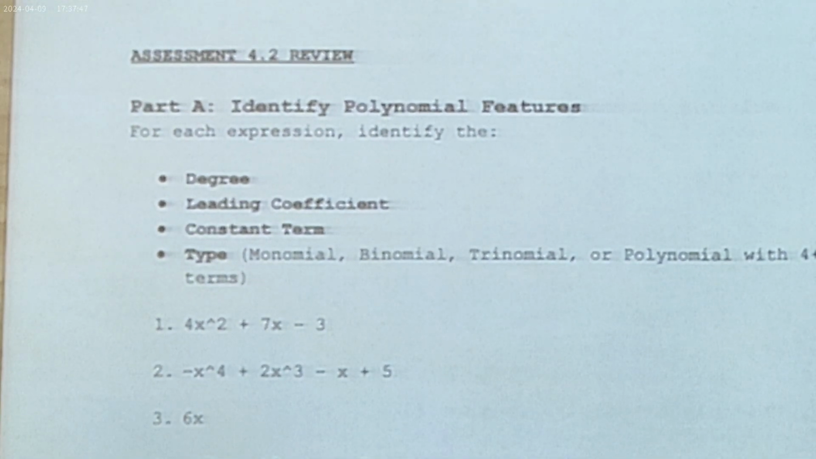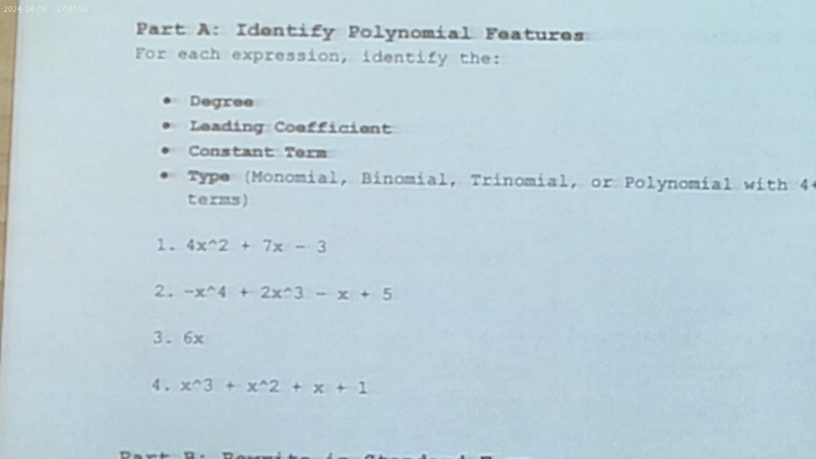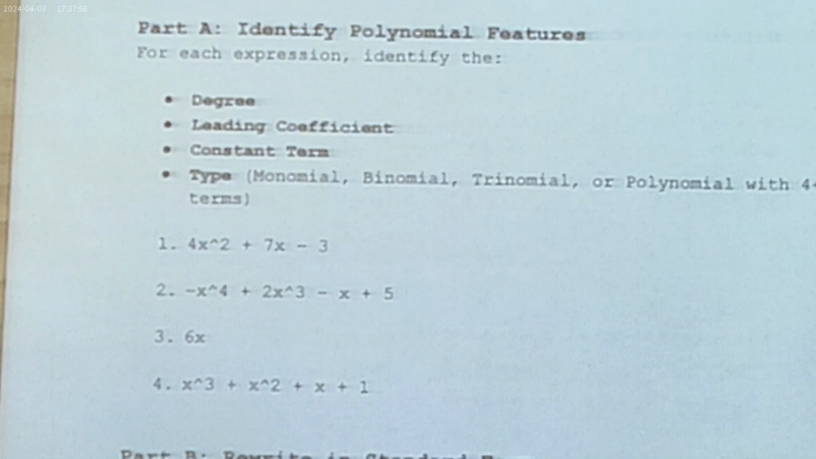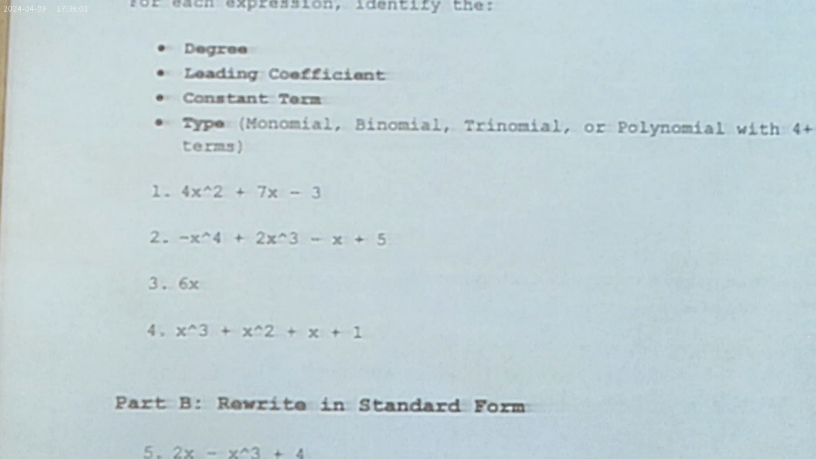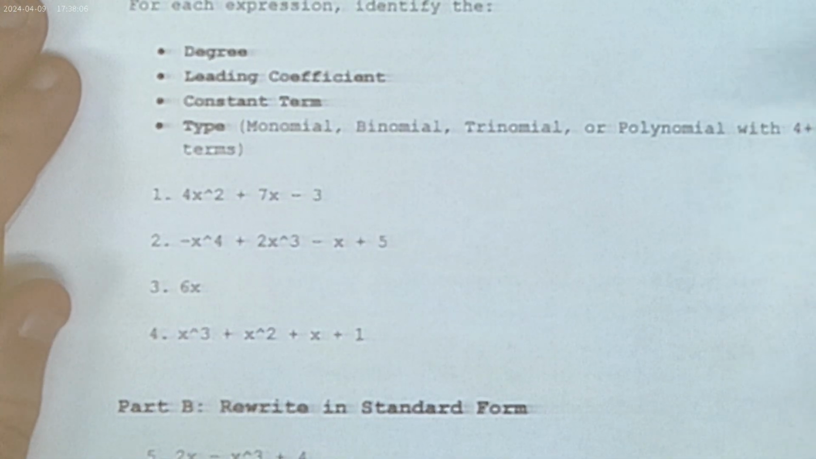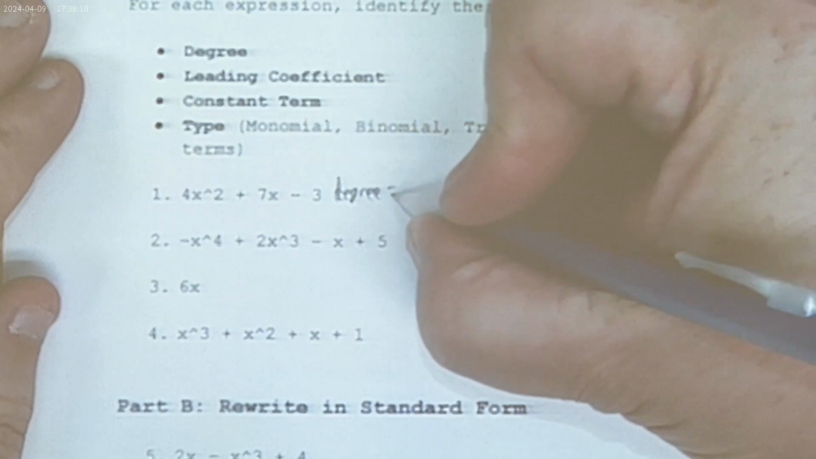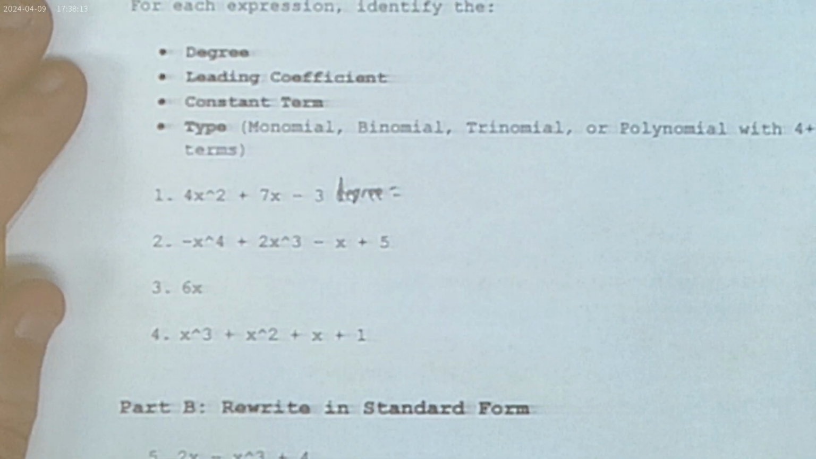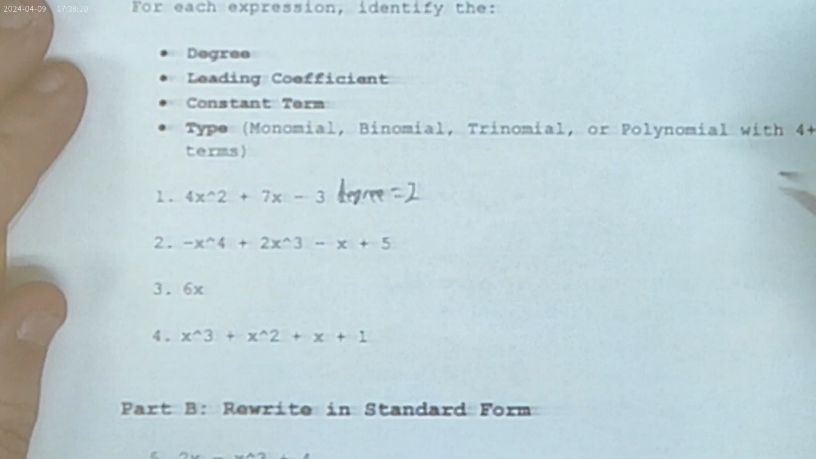Identify some polynomial features. This is pretty similar to our previous review, where we have to identify the degree, leading coefficient, constant term, and what the type is. Thankfully, everything's written in the standard form, so we don't have to work too hard with this. So for the first one, the degree. The degree, of course, is the highest exponent that is present. And for this one, it is going to be 2.